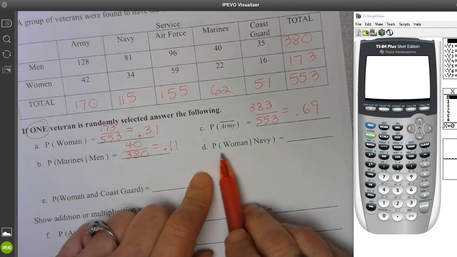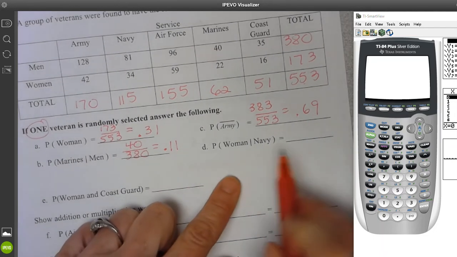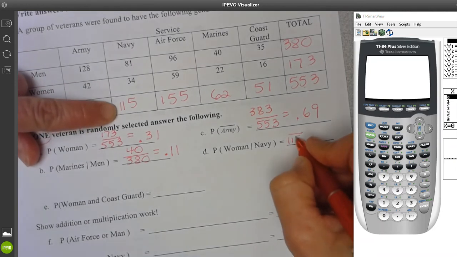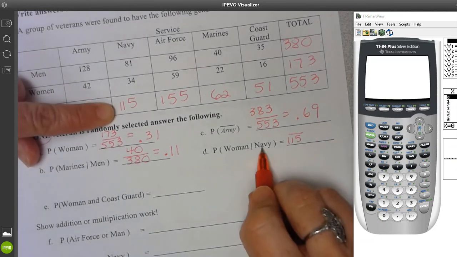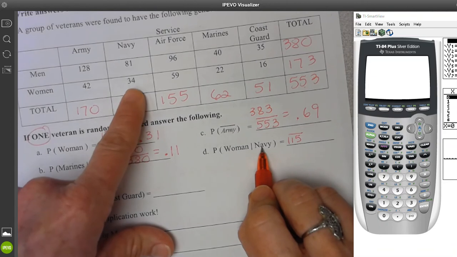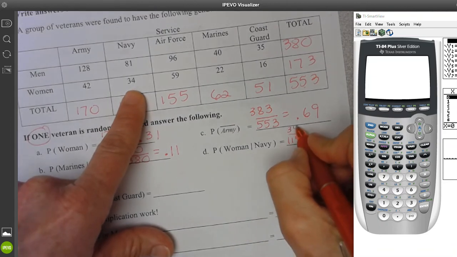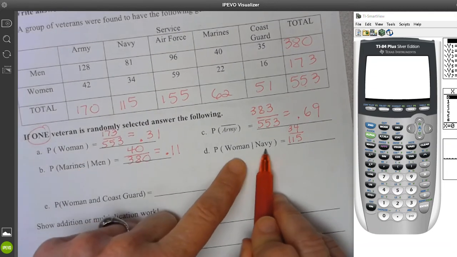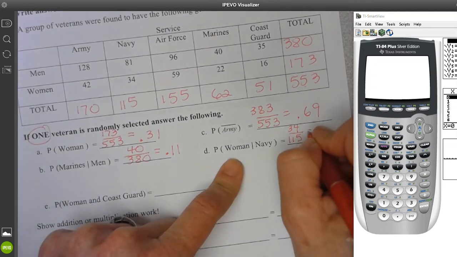This one is the probability of selecting a woman given that we know they're in the Navy. So the total for the Navy, there's 115 total people in the Navy, and of those people, 34 are women. So the probability of selecting a person that is a woman, given that they're in the Navy, is 0.30.